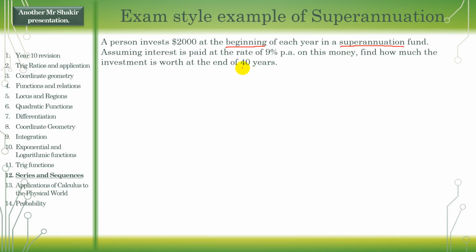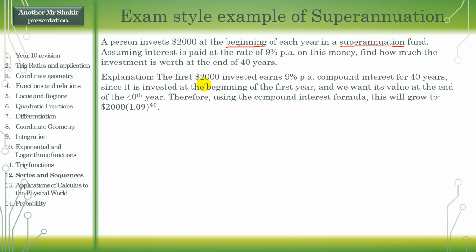So yes, in the exams, it won't be 5 years, it'll be a lot longer, 40 years. We'll have to think our way through it. Alright, so let's start. The first $2,000 invested earns 9% per annum compounded interest for 40 years. I haven't drawn a diagram here, but you're more than welcome to give it a go. It looks something like this. This is one, we'll write one in the middle, and this will be the second year. And dot, dot, dot, and 39 years, and 40 years there.